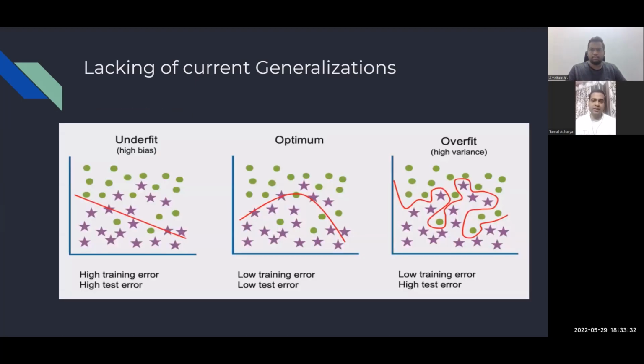Yeah, so this is the picture I was talking about. Now these are the three things that can happen when you train a model. A, it can underfit. B, it can be optimum, which is what we want. And C, it can overfit. Overfitting means low train error and high test error. A low train error in the sense that your model is almost perfect.